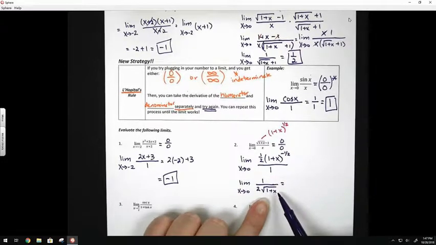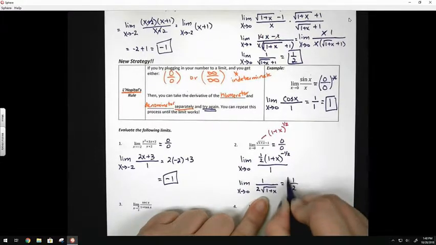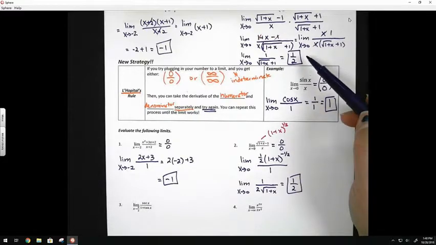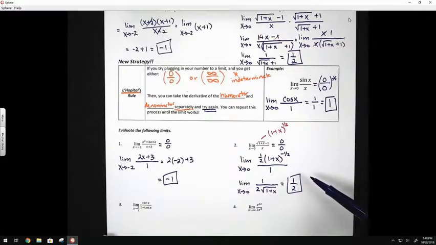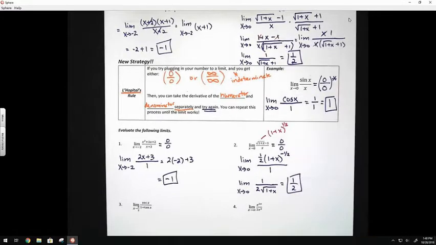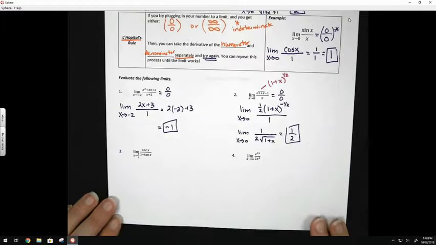Now if I substitute that 0 in there, I get 1 over 2. So my limit is 1/2. And again, that's exactly what I got up here, and I didn't have to multiply by the conjugate. Look at how much simpler this is than what we did up here. Okay? All right, let's look at one that we haven't done yet.